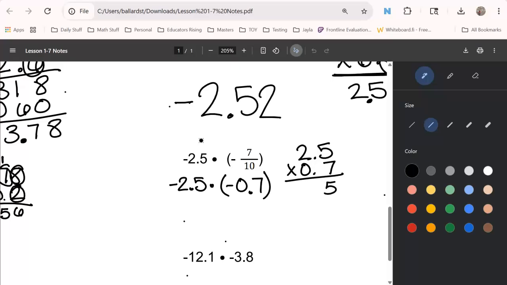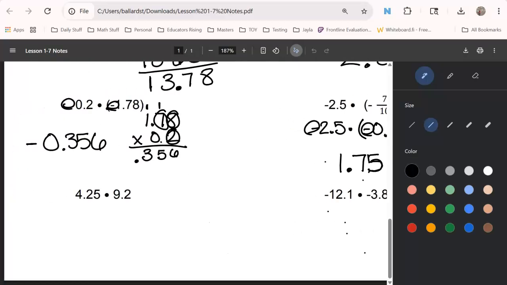So 7 times 5 is 35. Carry the 3. 7 times 2 is 14, plus 3 more is 17. If I multiply 0 and 5 by that 0, I'm just going to have zeros at the bottom. So I'm going to be stuck with the same numbers. We have 2 numbers after the decimal, so my decimal goes here. And then they have the same signs, so my answer is going to be positive 1.75.